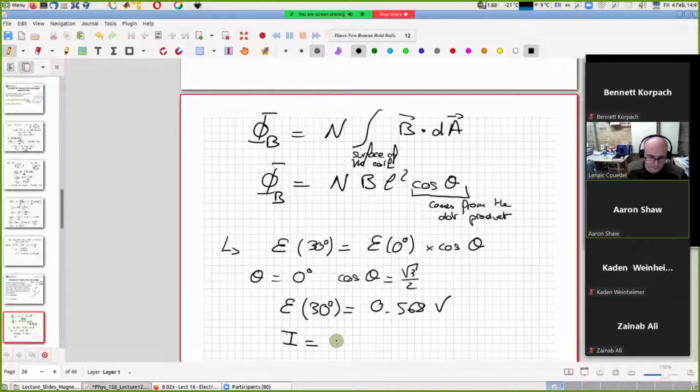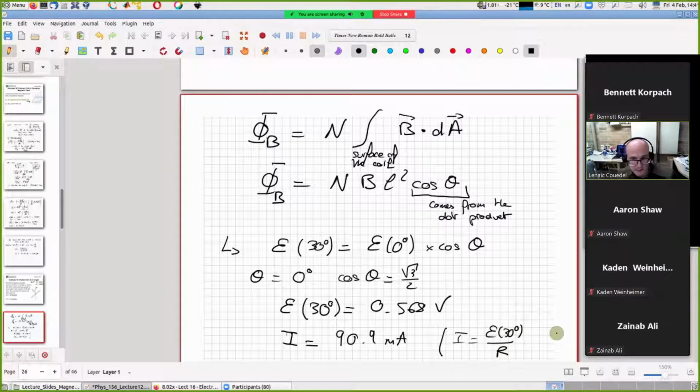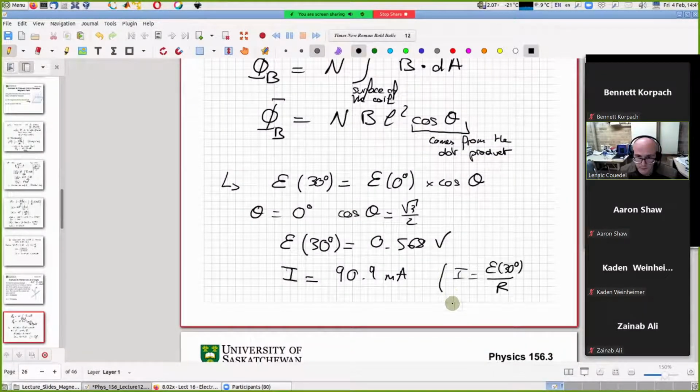And what will be the current then? 90.9 milliamps. Exactly, so 90.9 milliamps, and you can calculate it in two ways. You can either use Ohm's law, so you have I equal epsilon at 30 degrees over R, and you will obtain the exact same thing, or you can use I of 30 degrees. I of 30 degrees is just I of 0 degrees times cosine 30 degrees.